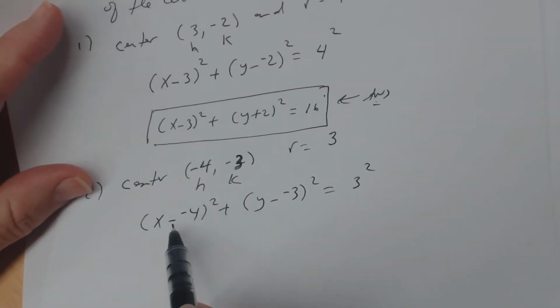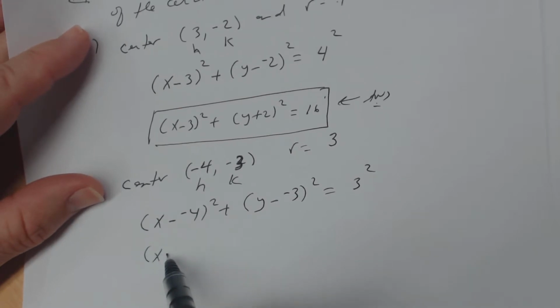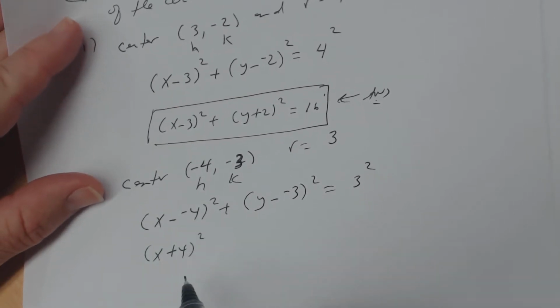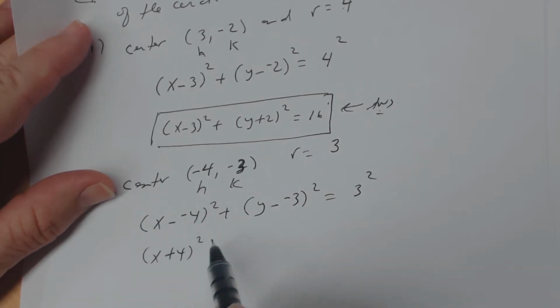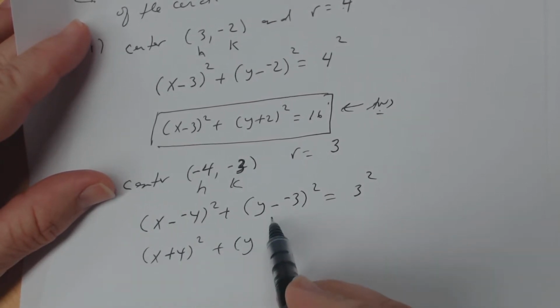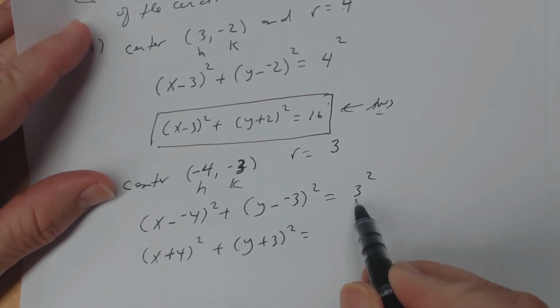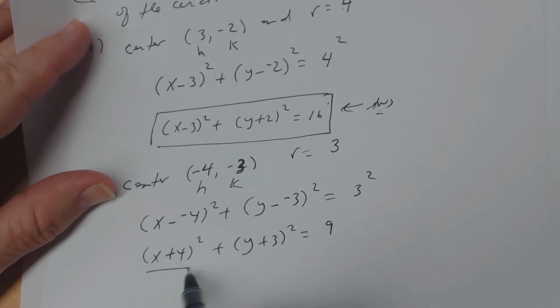And so rewriting this, I'm going to get x plus 4 squared. So you have to write it as x plus 4. X subtracting negative 4 means x plus 4. And then plus y minus the negative 3 is y plus 3 squared equal, and then 3 squared is 9. So there's your answer.